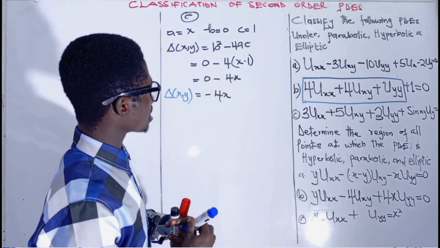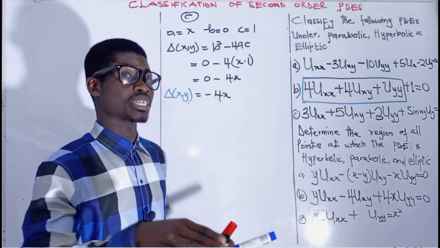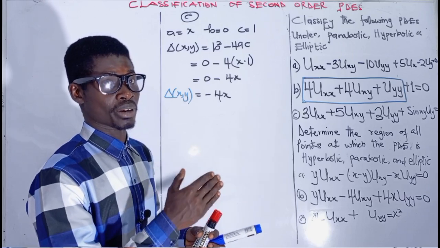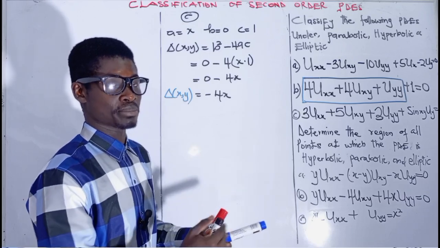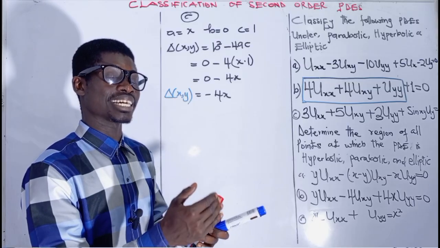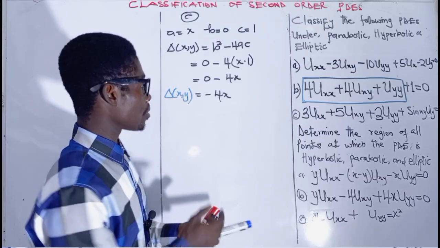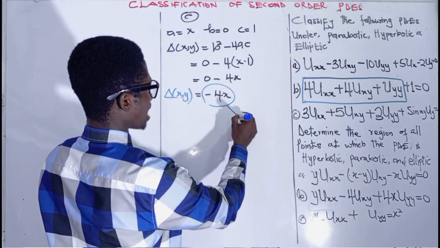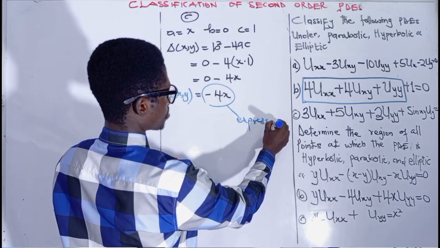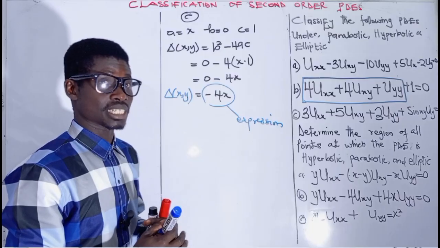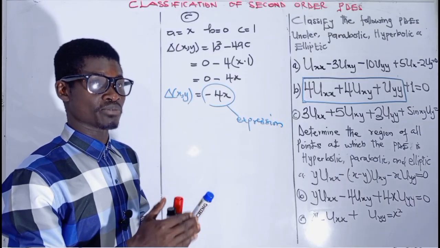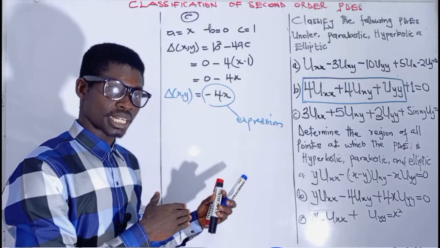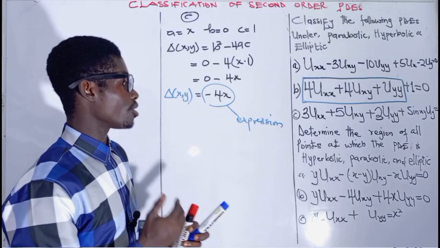Looking at this, you can see that we are not getting a constant real number where we can say that, oh, because it is 0, it is parabolic, because it is negative, it is elliptic, because it is greater than 0, it is hyperbolic. But what we are seeing here is an expression. So we have the discriminant to be an expression. Because it is an expression, we have to do some small analysis before we can determine whether the equation is parabolic, hyperbolic, or elliptic.